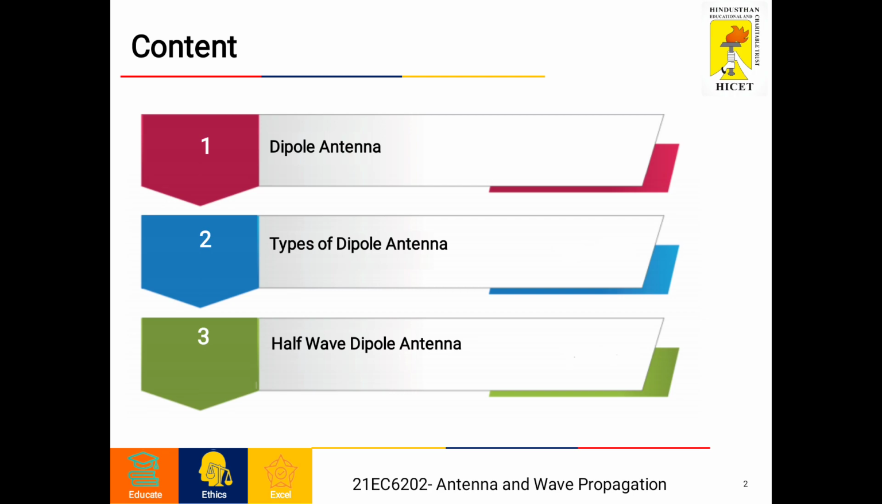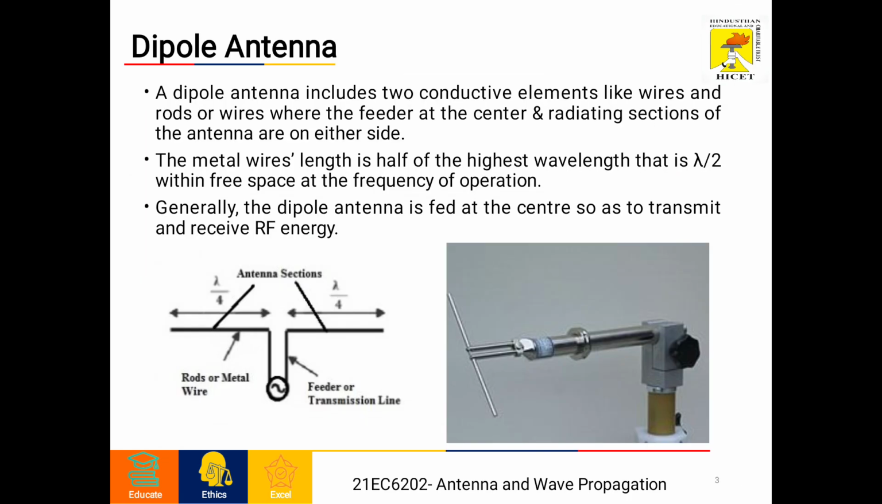In this video, I am going to explain what is a dipole antenna, what are the types of dipole antenna, and a half-wave dipole antenna. A dipole antenna consists of two conductive elements like wires or rods, where the feeder is at the center and the radiating sections of the antenna are on either side as shown in the figure.